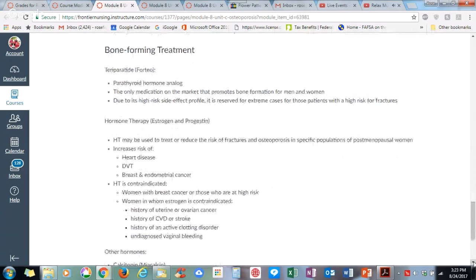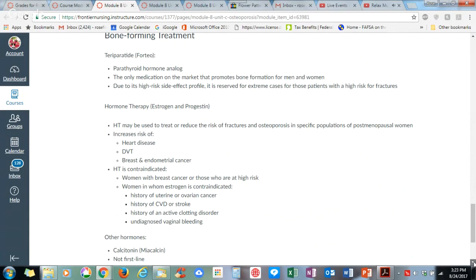Bone-forming treatment: teriparatide, which is Forteo. It's a parathyroid hormone analog, the only medication on the market that promotes bone formation for men and women. Due to its high-risk side effect profile, it is reserved for extreme cases for patients with a high risk for fractures.